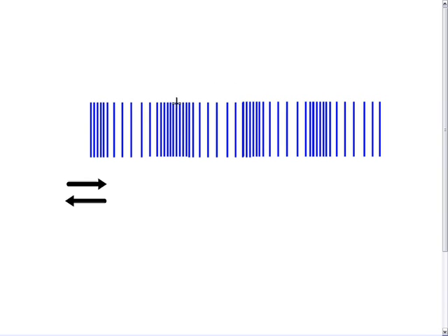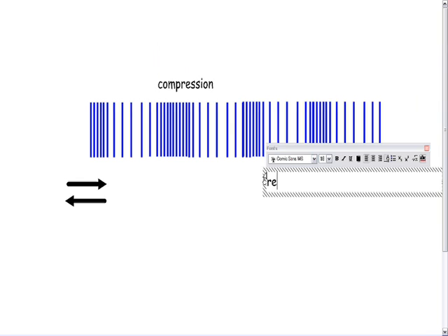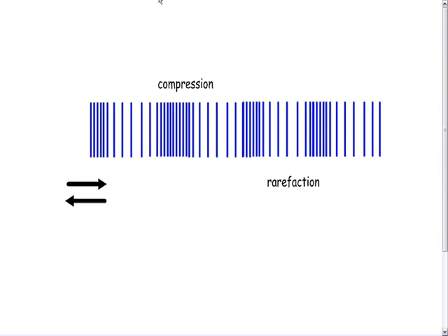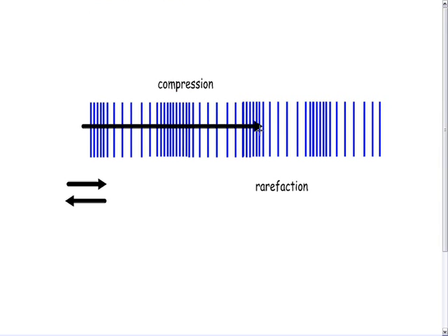We call this area a compression. So this is a compression. These spread out areas we call rarefactions. So compression, rarefaction. And this is a longitudinal wave. The primary reason that this is a longitudinal wave is the energy direction. Again, if I have something traveling this way, then something on the end of here gets hit by this wave. So the energy travels this way.